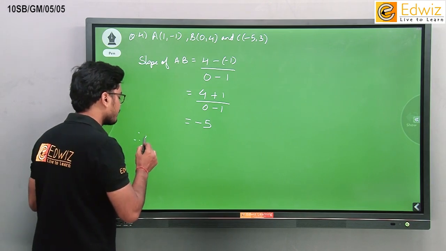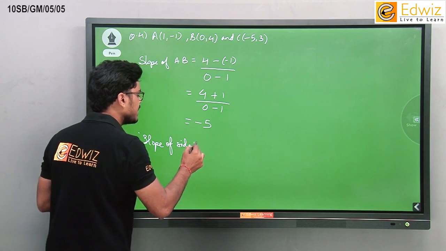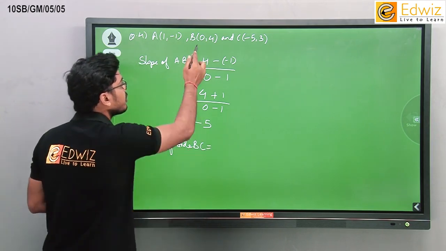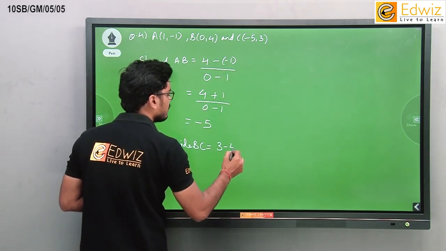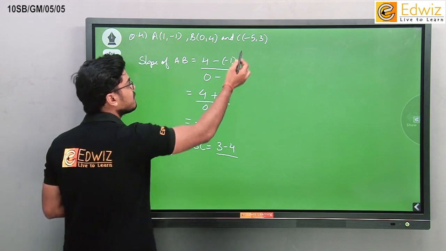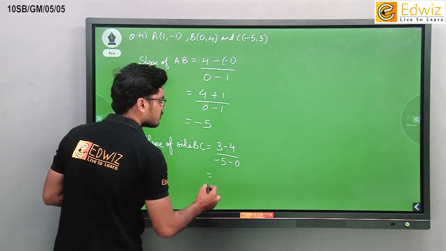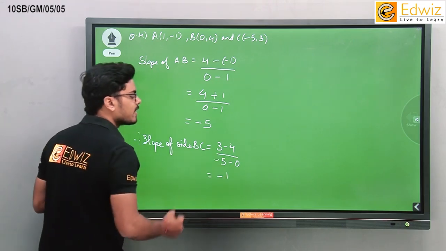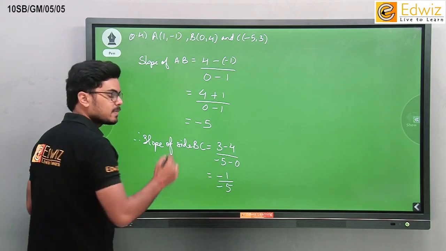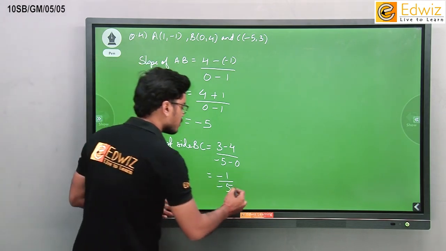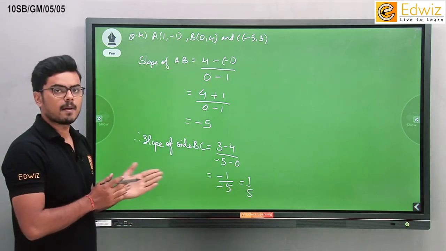Similarly, slope of side BC will be equal to, for B and C, y2 minus y1 will be 3 minus 4 divided by x2 minus x1, which is -5 minus 0. Okay, so we will get -1 in the numerator upon -5 in the denominator. Minus minus, it will become positive. So the slope is 1 upon 5. This is the slope for side BC.